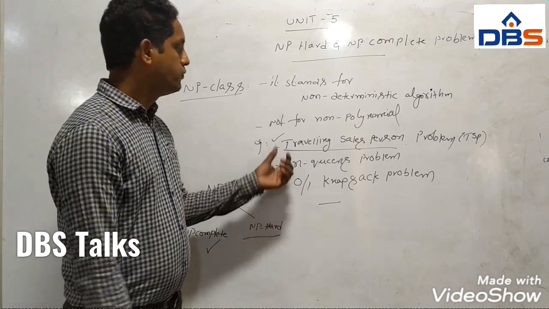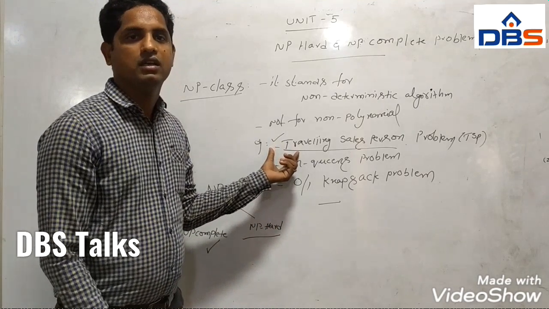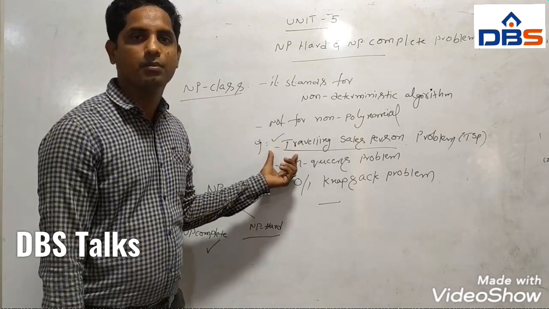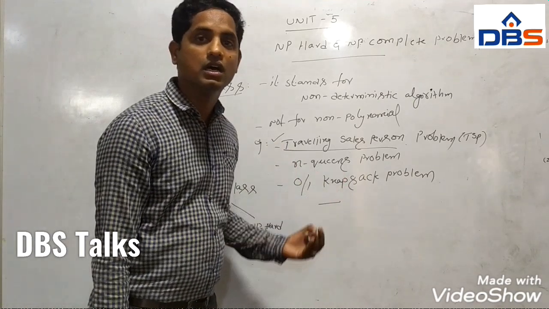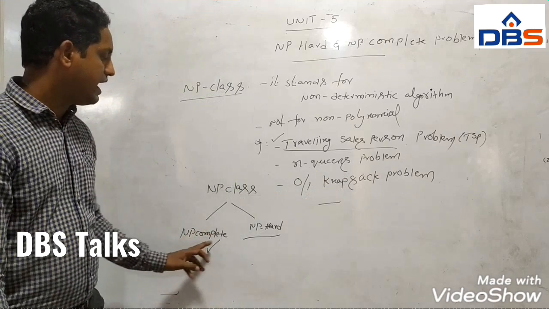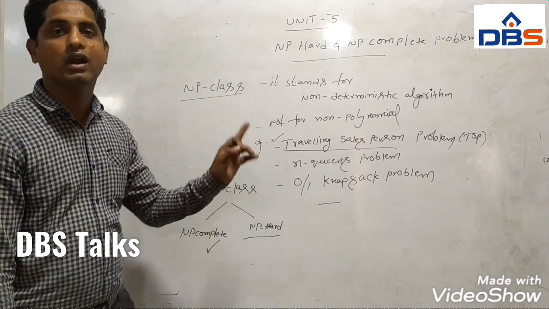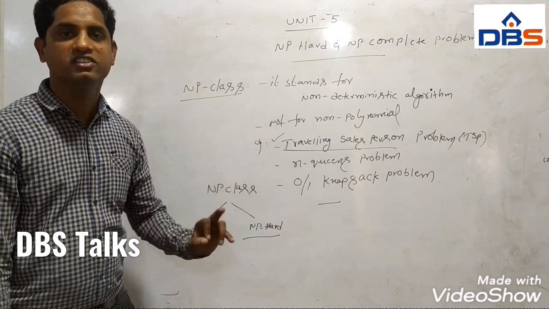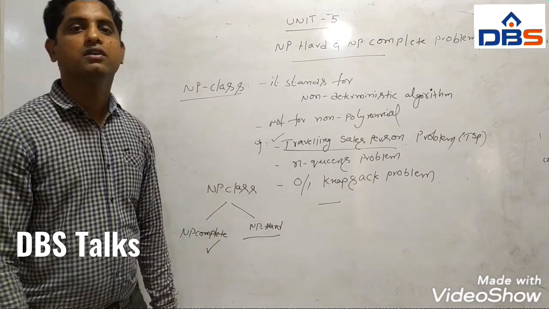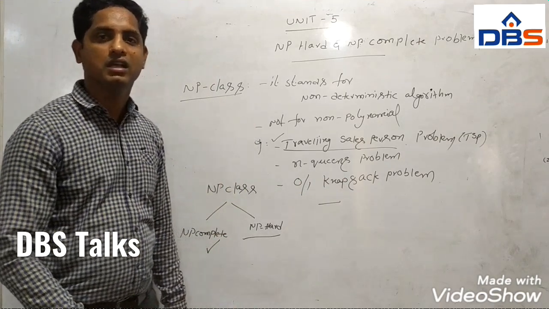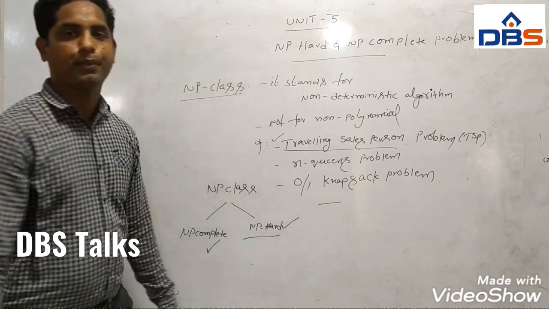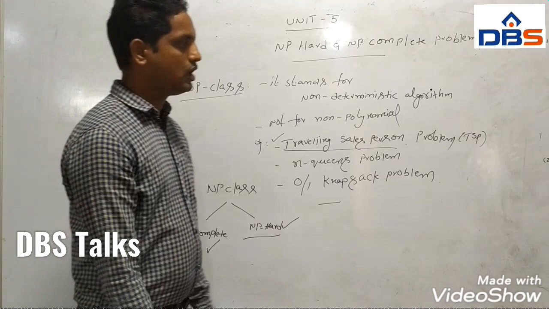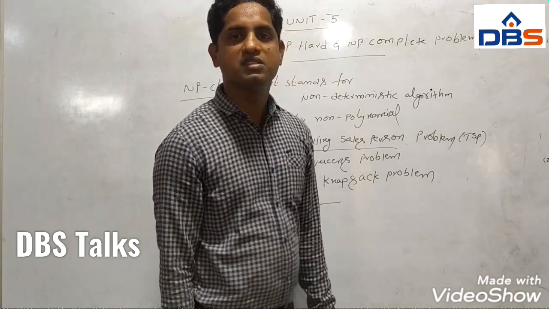Okay, see, if we get the result in the traveling salesperson problem using the different algorithms, that is called NP complete. If we do not get the result in TSP when we are using different types of algorithms or a certain algorithm, then it is called an NP hard problem. Okay. So now we go for the non-deterministic algorithms.